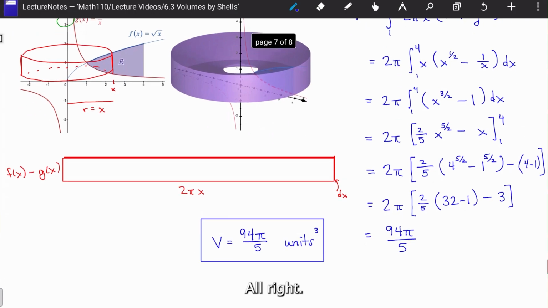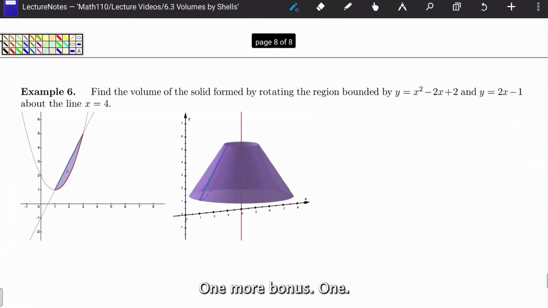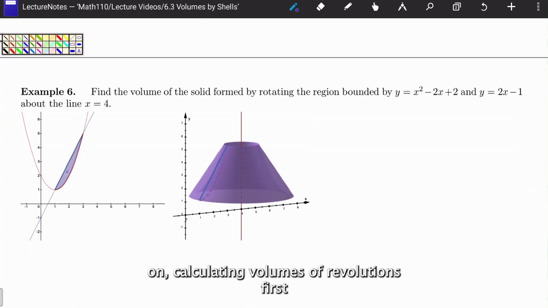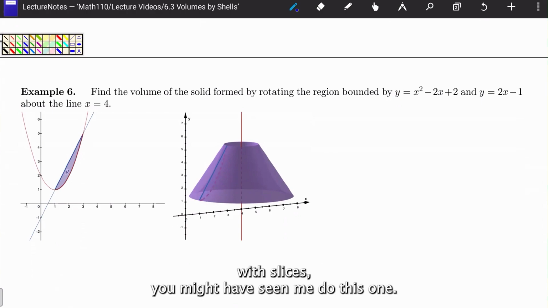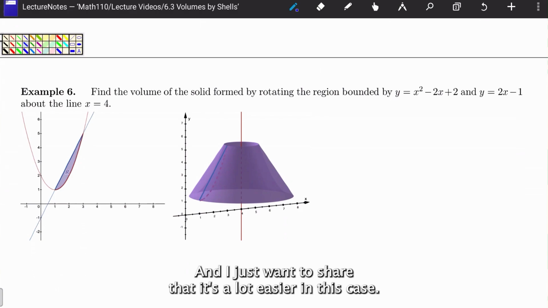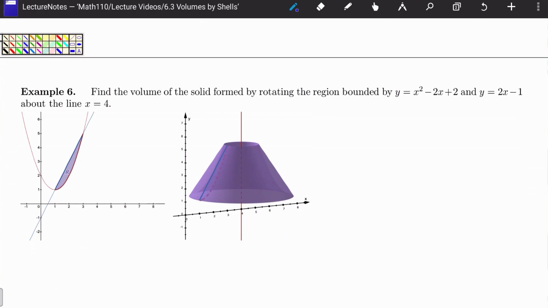All right, one more bonus one. If you watch the videos on calculating volumes of revolutions with slices, you might have seen me do this one, and it was not fun with slices. It was doable, but it was a lot of work, and it involved integrating with U substitution. And I just want to share that it's a lot easier in this case.